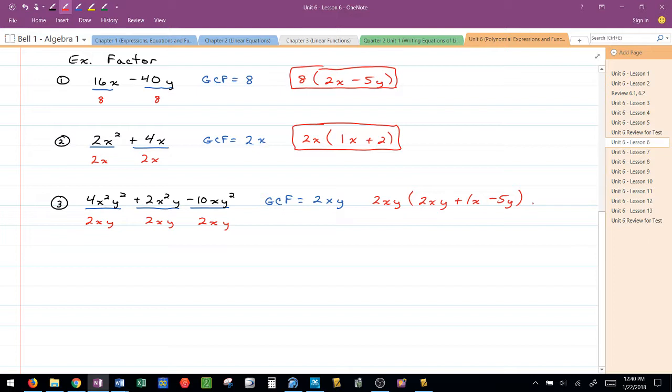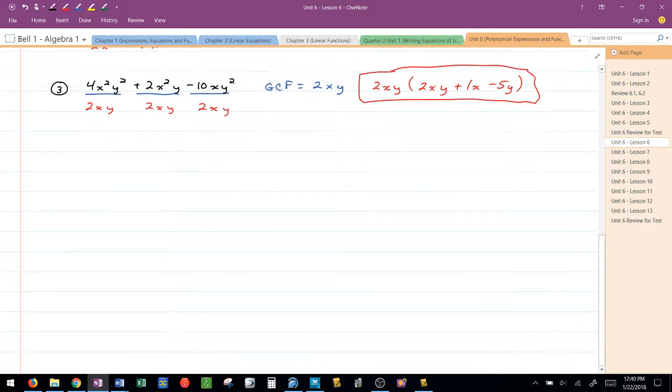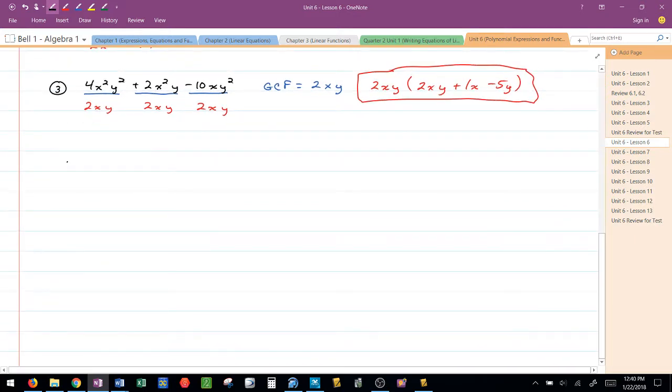The next type of factoring that we're going to look at is called factoring by grouping. Grouping is actually really easy if you understand the concept of GCF factoring.